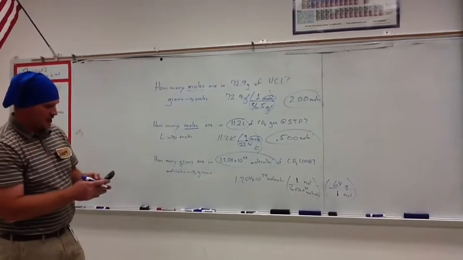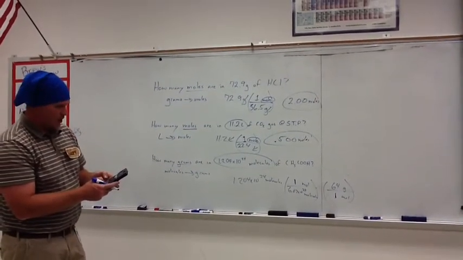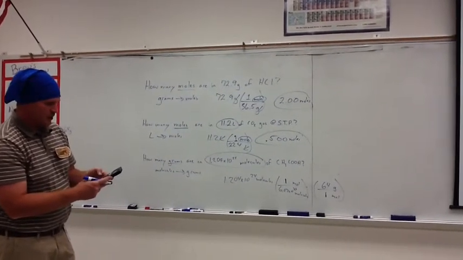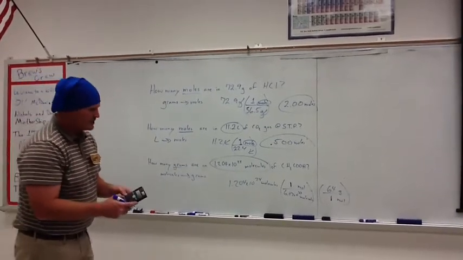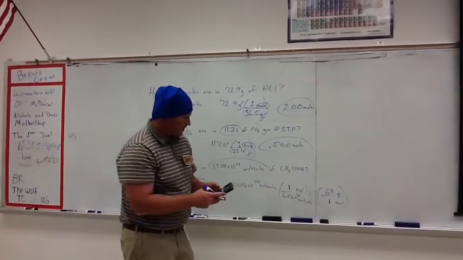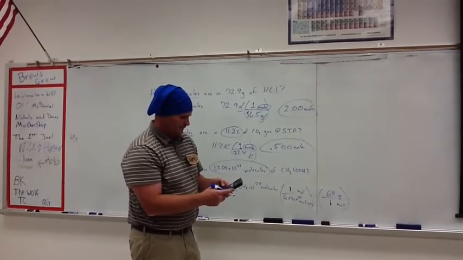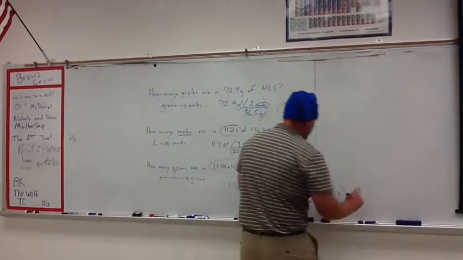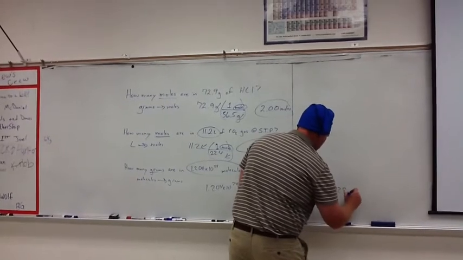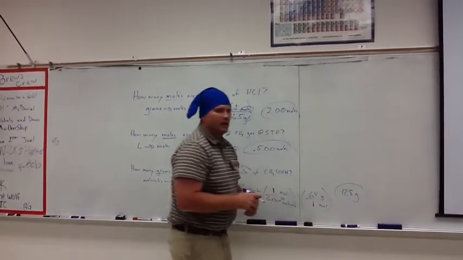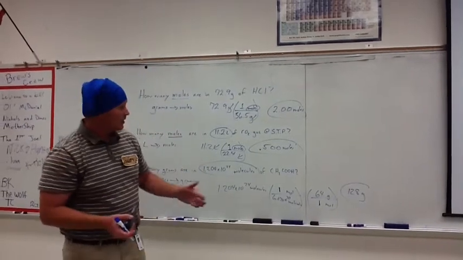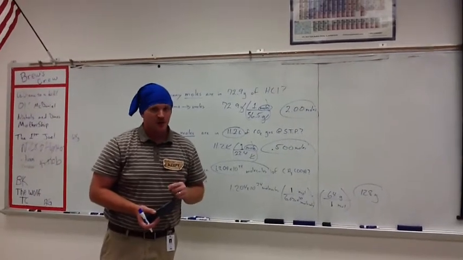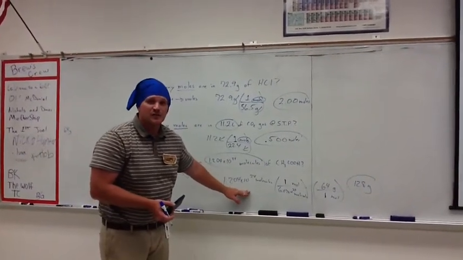Now to solve this, I'm going to take it across the top. 1.204 times 10 to the 24th times 1 times 64. That gives me a number, and I'm going to take that number and divide it by my 6.02 times 10 to the 23rd. Gives me 128 grams. Now, this is a 2-step problem, and I know some of you are thinking, wow, that's the longest problem I've ever done in my life. They're going to get longer. This isn't that difficult. You just have to go step by step.